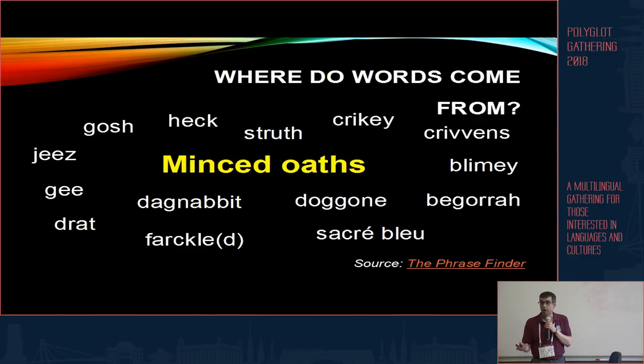And then you get words to use instead of swearing. These are called minced oaths. And these are some nice examples from various languages, mainly from English, actually, but I'm sure other languages do this as well. And now, does anybody know words like bigorra? That's probably more an Irish-English word, actually. Where does that originally come from? I mean, it comes from by God. So a lot of these are to do with cursing God and religion and stuff like that.